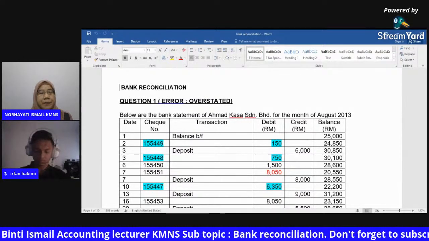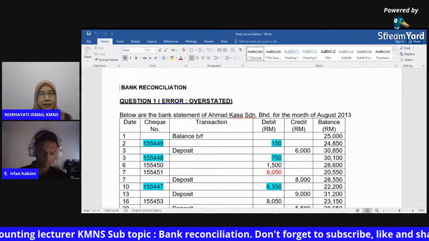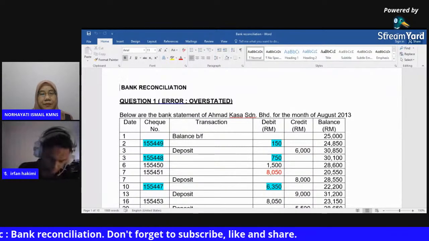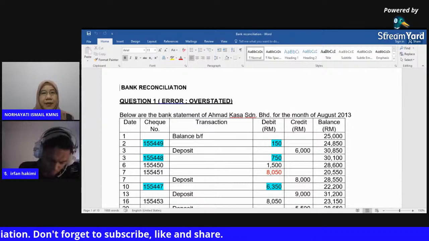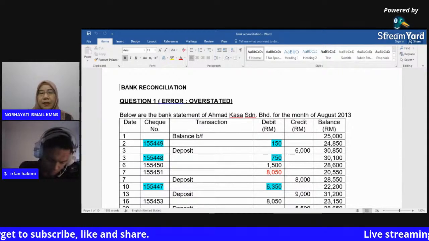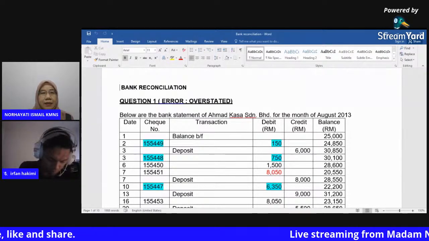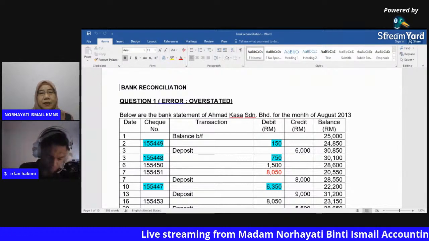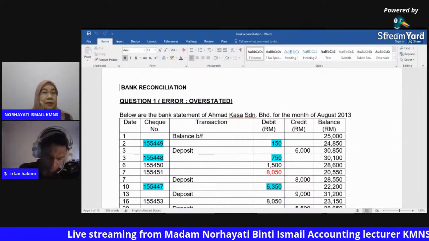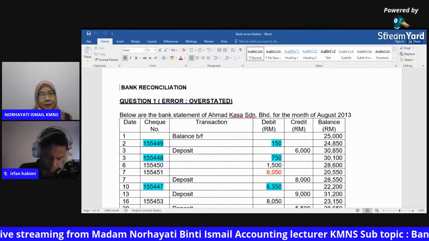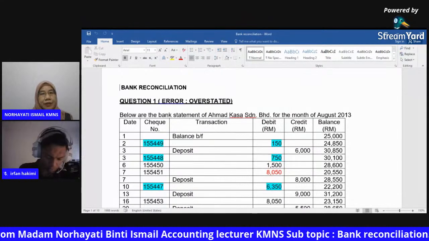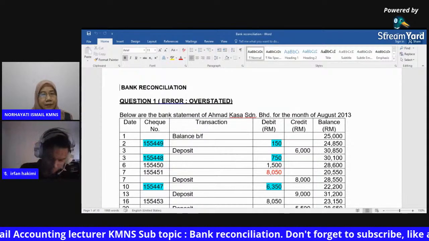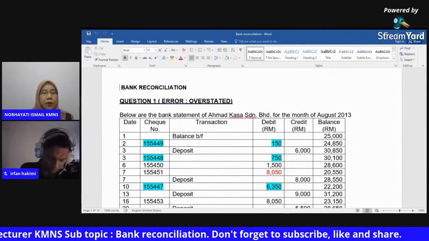Before you prepare the bank reconciliation, you have to follow a few steps. There are 5 steps. Number 1, the first step, you have to compare the beginning and the ending of the cash book with the bank statement. That one is number 1. You have to compare the ending balance for the cash book with the bank statement, the ending balance. Normally we take the ending balance and sometimes we look at the opening balance.